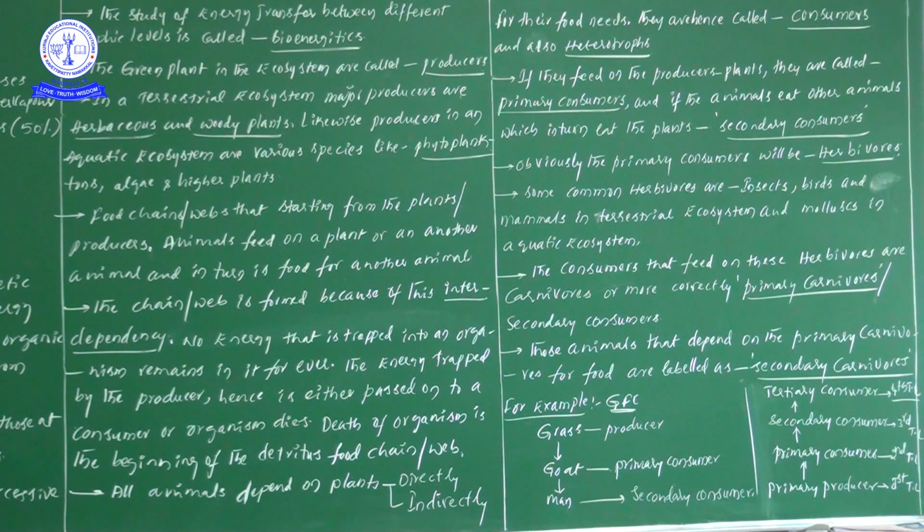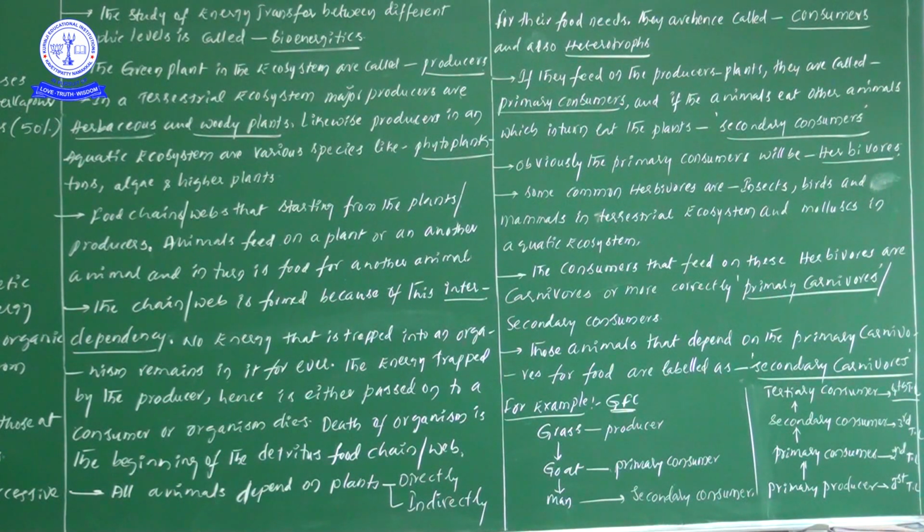So here I have given one important clue, that primary consumers are obviously herbivores. One example also I have given. So let us discuss that example. Suppose here you take GFC, the grazing food chain.